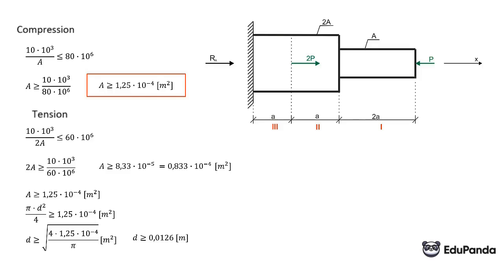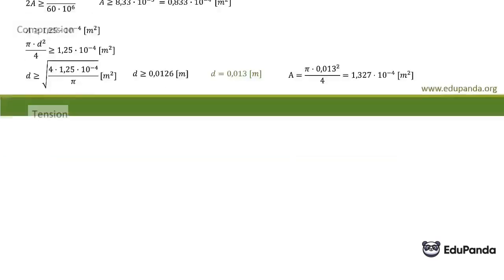And to be safe, we round it up slightly. So we can assume that the diameter is equal to 0.013 meters. We can already calculate the cross-sectional area on this size diameter, which we will take for calculation, for stresses and for rod elongation. So pi d squared over four gives us the cross-sectional area on the size diameter. And now we can calculate the stresses we have in these 3 sections of ours.